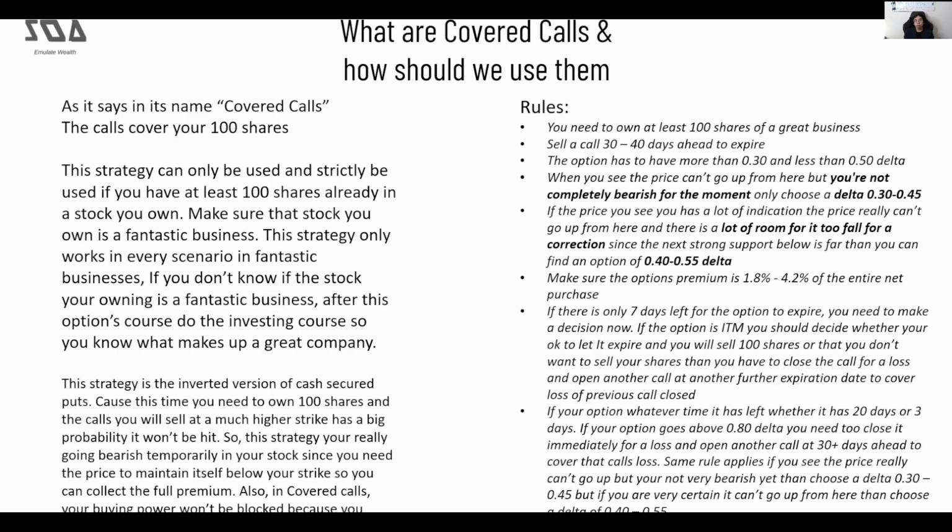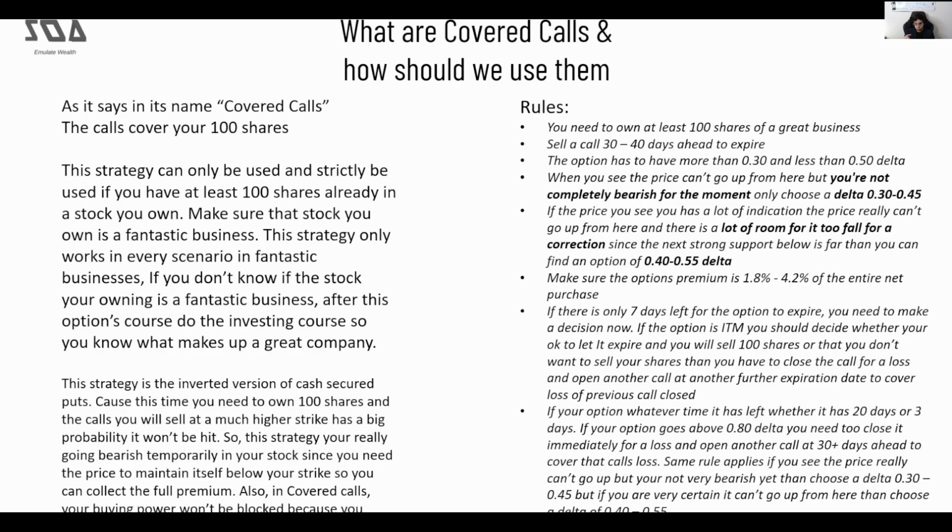So rule number one, you need to own, of course, at least 100 shares of a great business. Two, sell a call 30 or 40 days ahead to expiration. Usually I would say 30 to 40 days for the first call. For the second call, it could be 30 to 60 days. The third rule is that the option has to have more than 0.30 delta, and it has to have less than 0.50 delta.